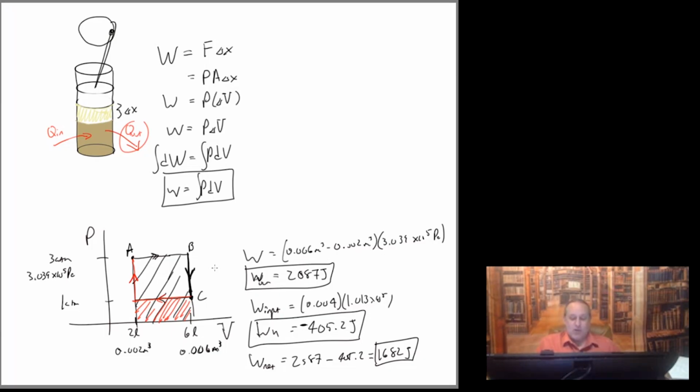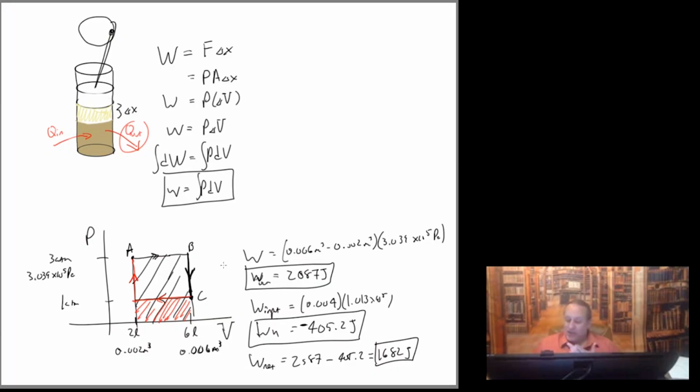But our end goal is to know how to take any cycle we see, and by cycle I mean a closed loop in the PV diagram, and find the net work output, find the net heat input, and find the efficiency of that machine.